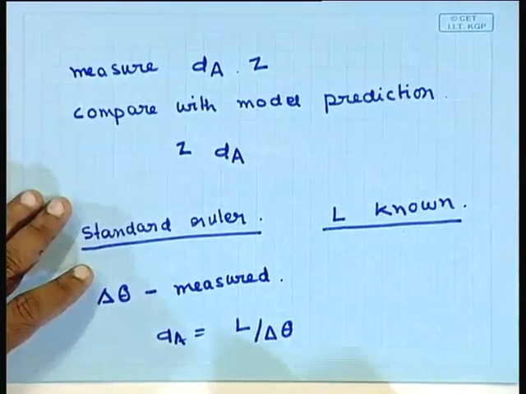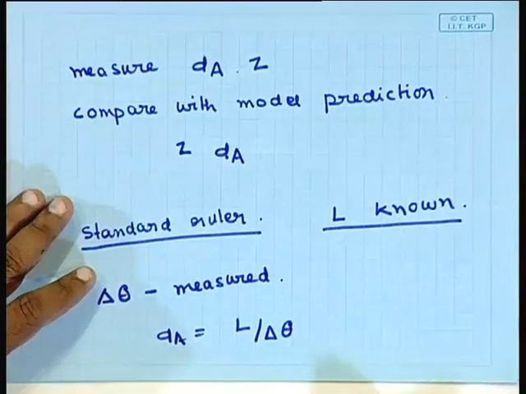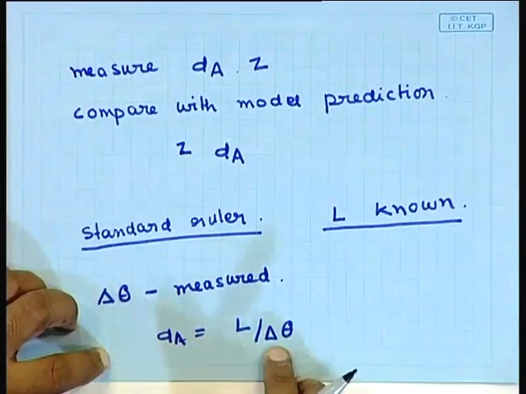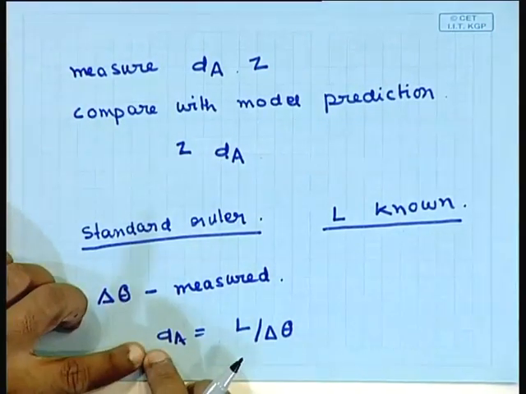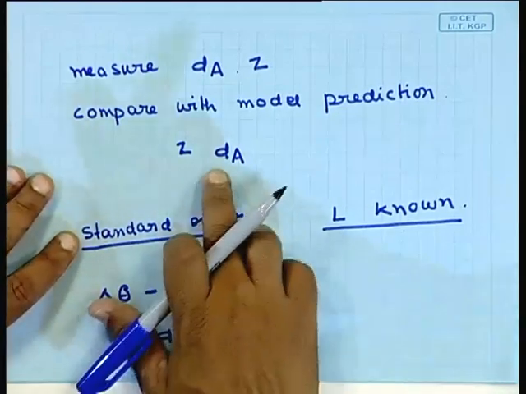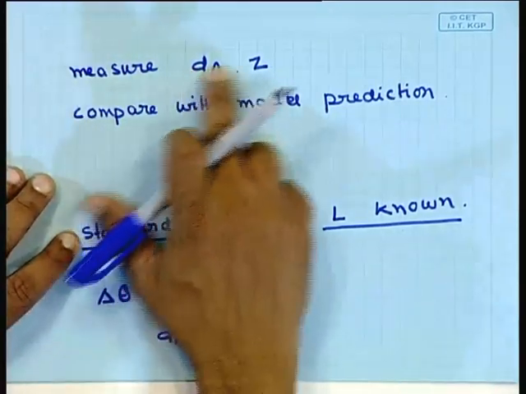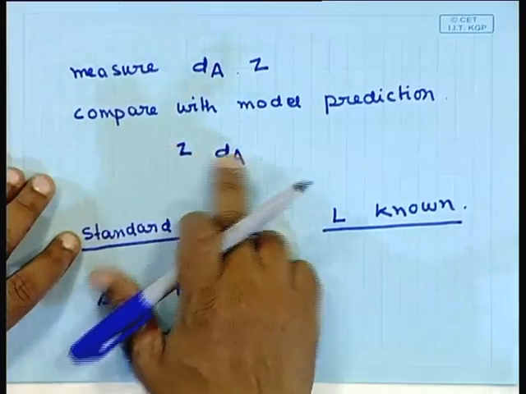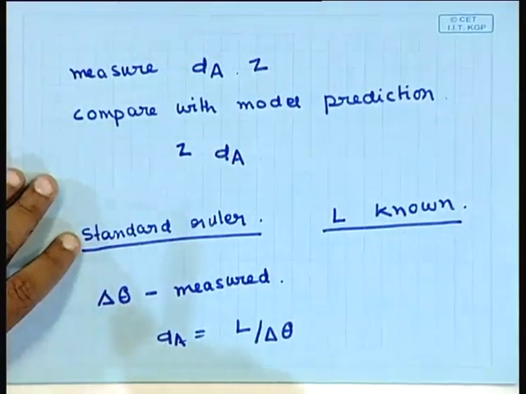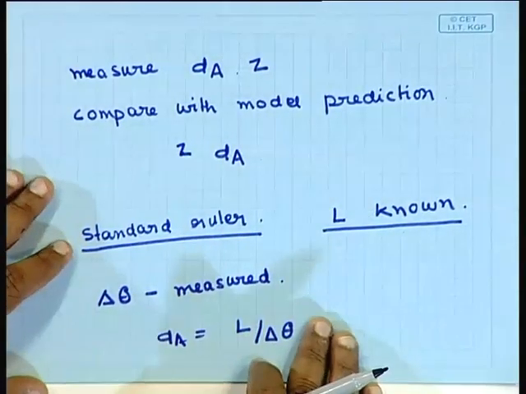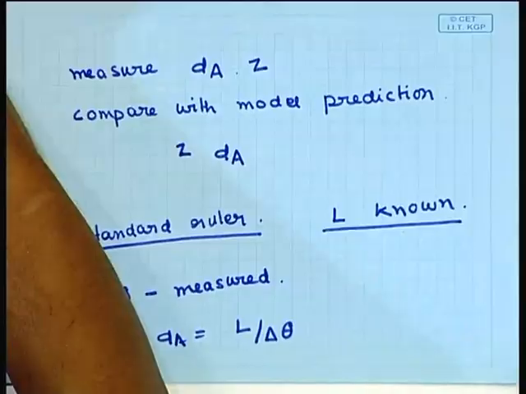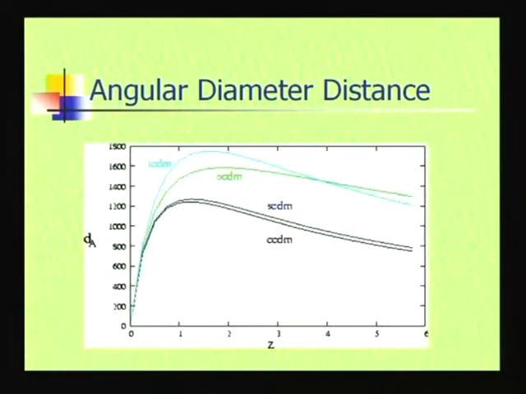It is like putting a 1 meter ruler stick at different redshifts and then measuring the angle it subtends. L is fixed, you measure delta theta, and then you get the angular diameter distance. If you do it for different redshifts, you will get the angular diameter distance as a function of redshift, observed. Compare it with the model prediction. Each model makes a different prediction, so by comparing with predictions, you can say which model is correct and what the values of the parameters are.